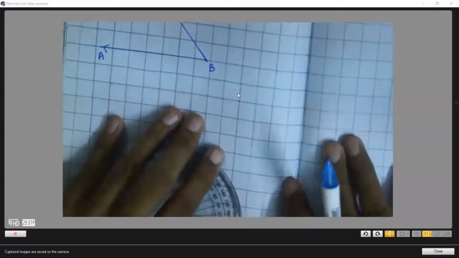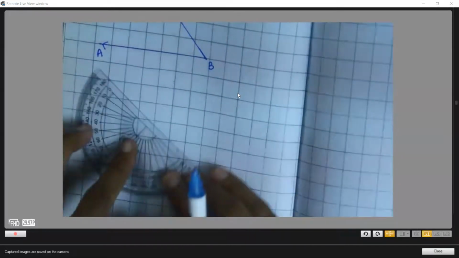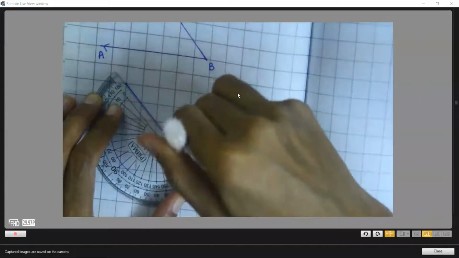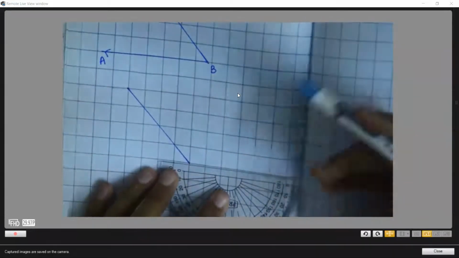Okay, let's do another example so that you guys feel confident, and practice at home. Draw and then measure.